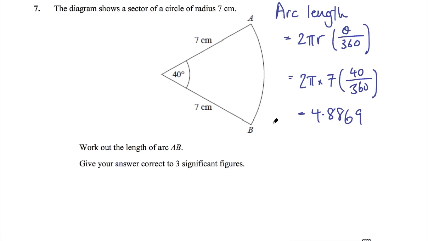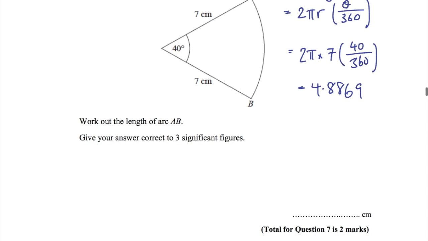4.8869, and we need that to three significant figures. So these are the first three significant figures. We look at the next number to see if we have to round it up. Is that number 5 or more? Yes, it is, so we need to round that 8 up to a 9. So to three significant figures, this is going to be 4.89.